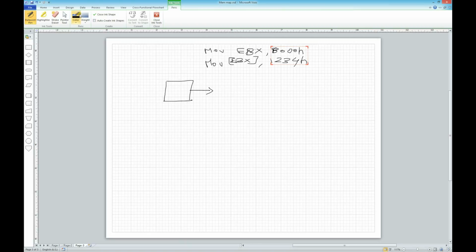So that's all the processor does. The processor executes these instructions. It's going to move 8,000 into EBX, and then it's going to write 1, 2, 3, 4 into the address pointed by EBX. This is almost like a pointer indirection in C, right? So basically, you get the address out.